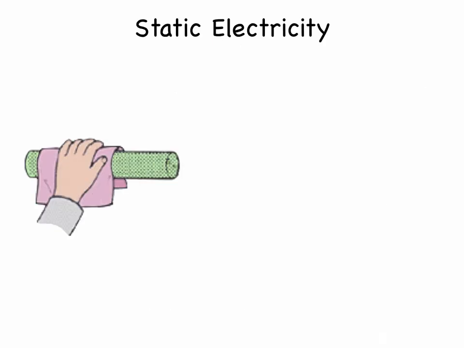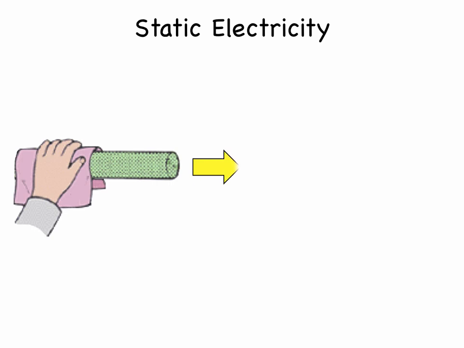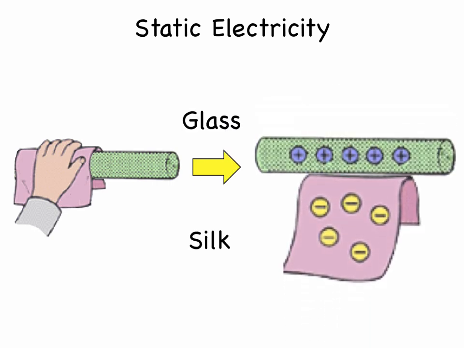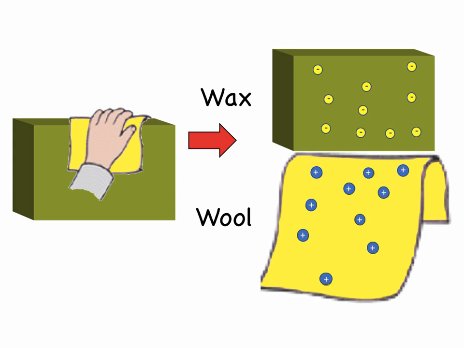So let's again look at the mystery of the materials being rubbed together, a piece of silk against a piece of glass, using our atomic model. By rubbing the silk on the glass, electrons are transferred from the glass rod to the silk, causing the glass to be positively charged and the cloth to be negatively charged, which then causes the two to attract. And by rubbing the wool on the wax, the electrons are transferred from the wool to the wax, causing the wool, in this case, to be positively charged and the wax to be negatively charged, which then causes the two to attract.